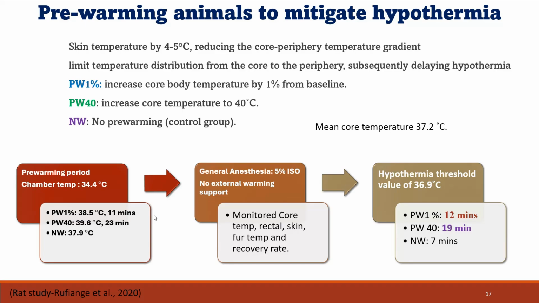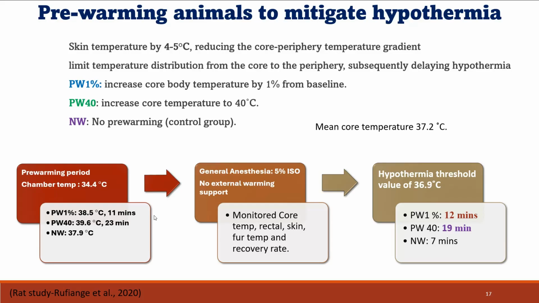So after pre-warming, they subjected all the groups to general anesthesia with 5% isoflurane, which is quite standard. And over here, throughout the anesthesia, they did not provide any external warming support to the animal. They just wanted to see only by the pre-warming whether the animals are able to resist anesthesia-induced hypothermia or not.